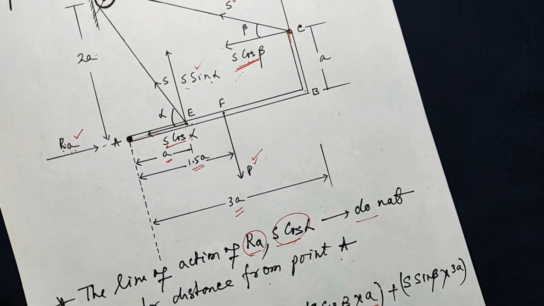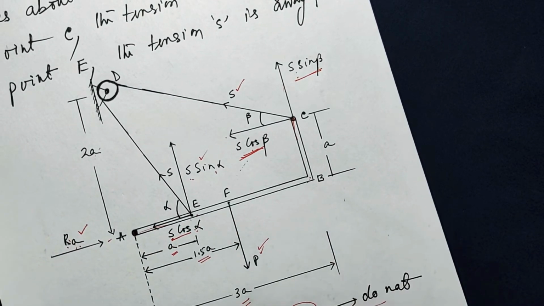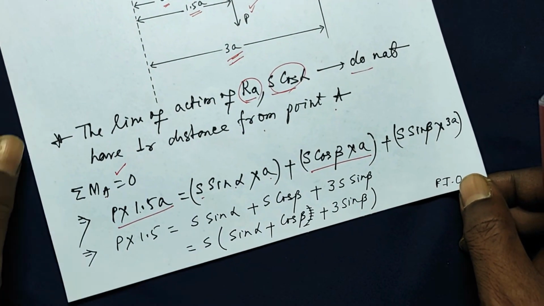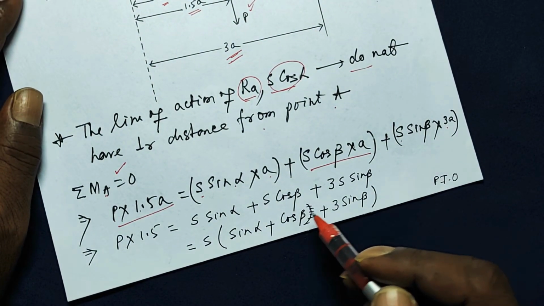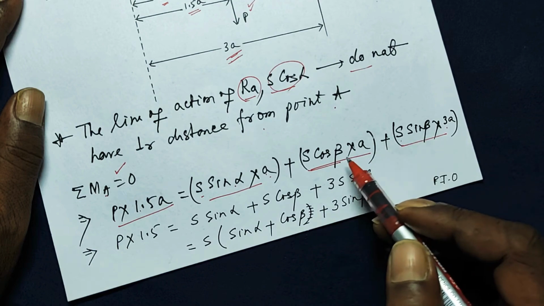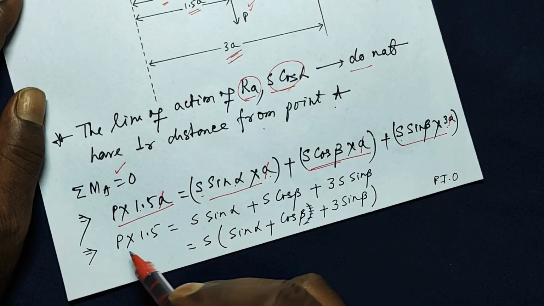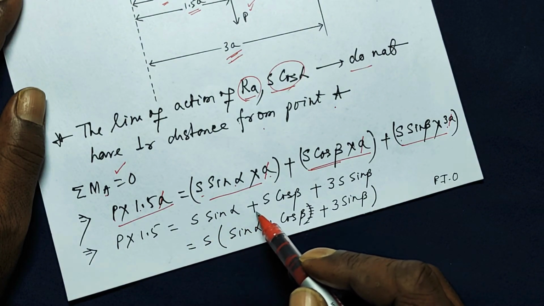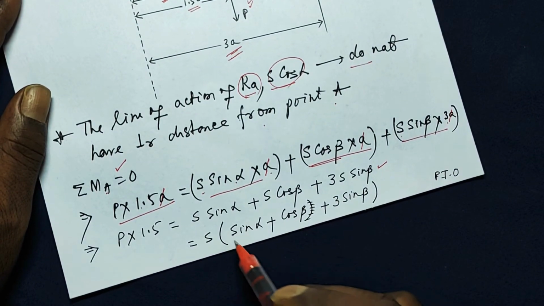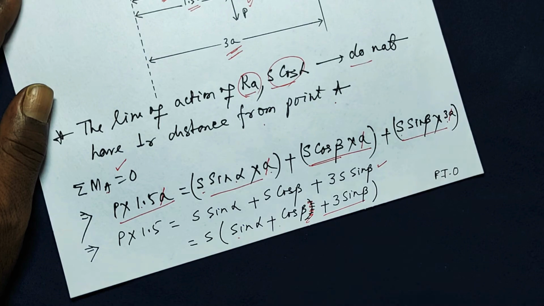Then we are finally left with S sin beta. S sin beta from point A has a perpendicular distance 3A. That will also produce an anti-clockwise turning effect. So S sin beta times 3A. Now on the right hand side there are three terms added. If you take A common here, it will be cancelled with this A. So we are left with P times 1.5 is S sin alpha plus S cos beta plus 3S sin beta. Now if you take S common, we are left with sin alpha plus cos beta plus 3 sin beta.